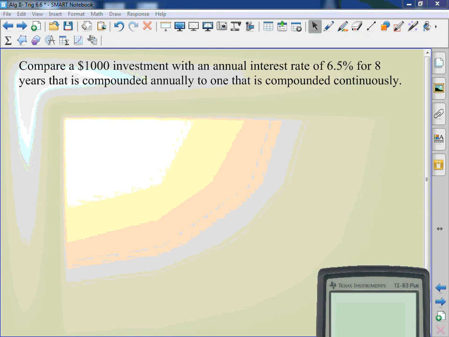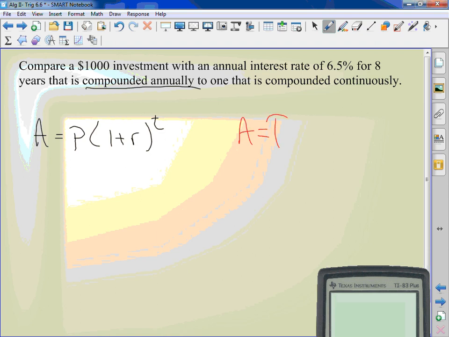Compare a $1,000 investment with an annual rate of 6.5% for 8 years that is compounded annually and one that is compounded continuously. We will have two different formulas here. The first one, for compounded annually, is A equals P times (1 plus r) to the t. For one that's compounded continuously, it is A equals P times e to the rt. I want you to find out how much money you have after 8 years for both.